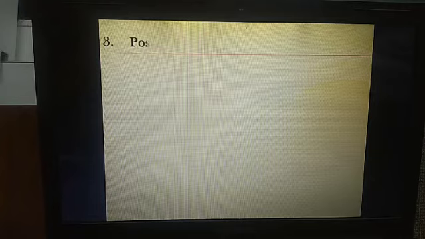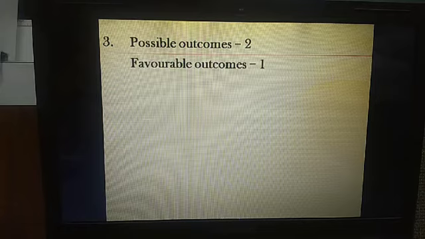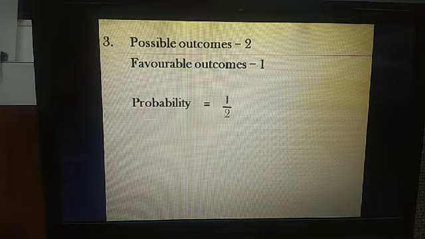Moving to question number 3. A coin is flipped to decide which team starts the game. What is the probability that your team will start? When you flip a coin, either head will come or a tail will come. So possible outcome is 2. Now to start the game, you will have either a head or the tail, whatever you have chosen. So the favorable outcome is 1 and the probability is, yes, 1 upon 2. I hope the concept is clear to each one of you.